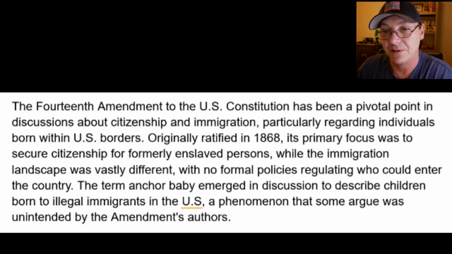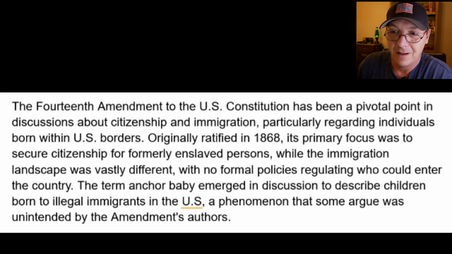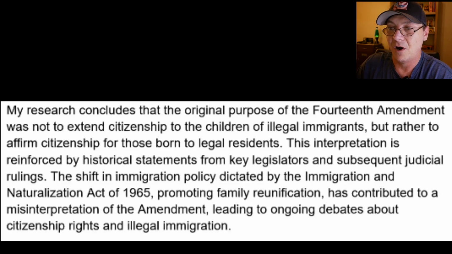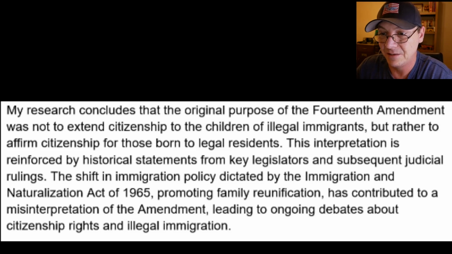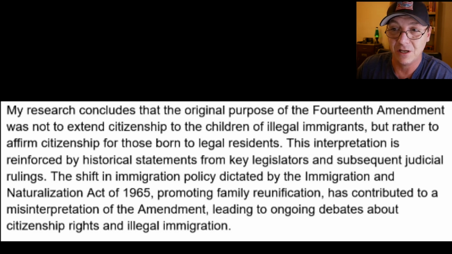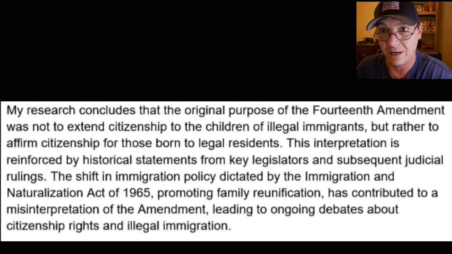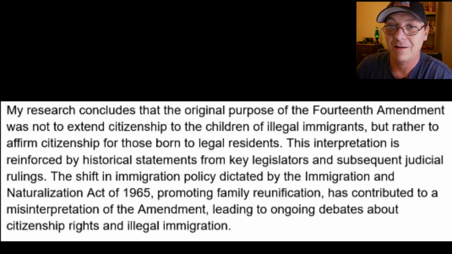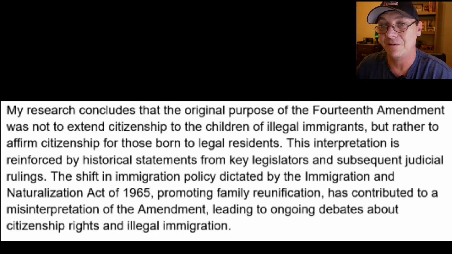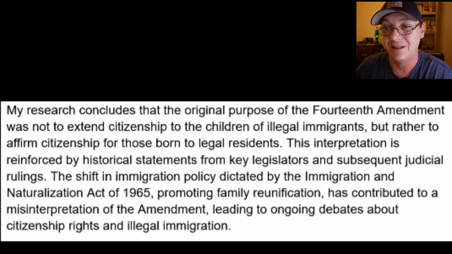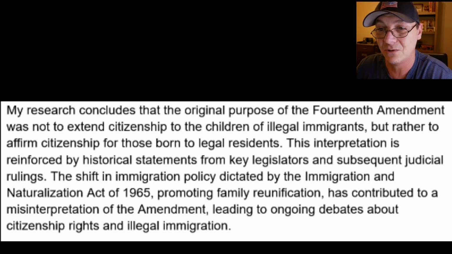So here's the key arguments and findings of my research. My research concludes that the original purpose of the 14th Amendment was not to extend citizenship to children of illegal immigrants, but rather to affirm citizenships for those born to legal residents of the United States. So it's not for illegal immigrants' children, but rather affirm citizenship for those born to legal residents. Okay? This interpretation is reinforced by historical statements from key legislators and subsequent judicial rulings.